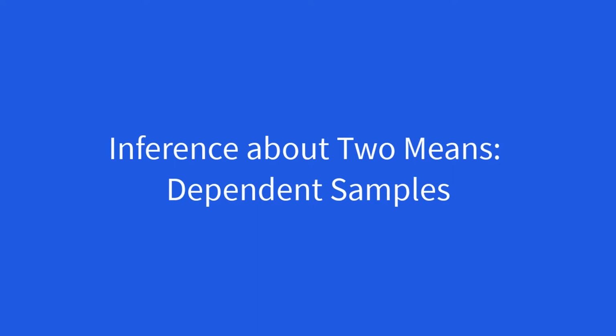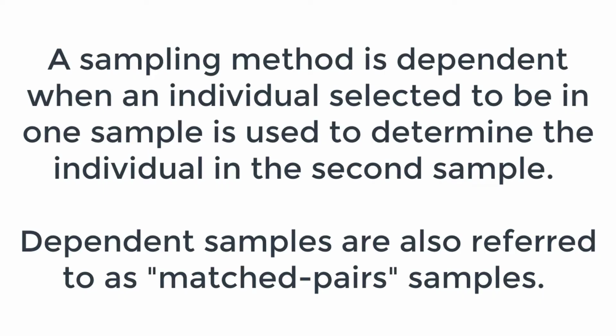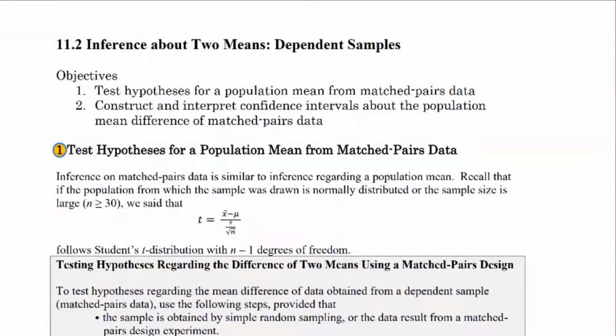So now we are going to discuss inference about two means where the sampling method is dependent. Remember, dependent sampling or matched pairs sampling means that the individuals in the first sample are somehow associated or related to the individuals in a second sample. And so the inference for this section will apply to situations like studies on twins, or the example we gave earlier, wondering whether a particular hotel chain charges more than another. You would match based on geographic location.